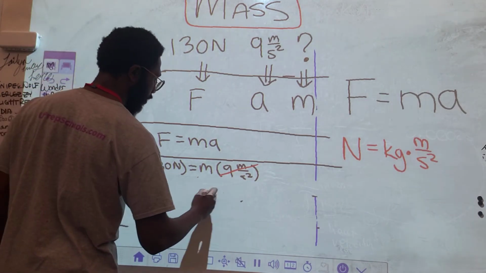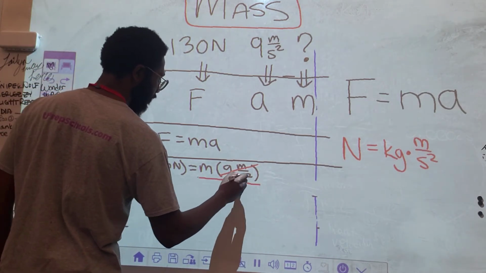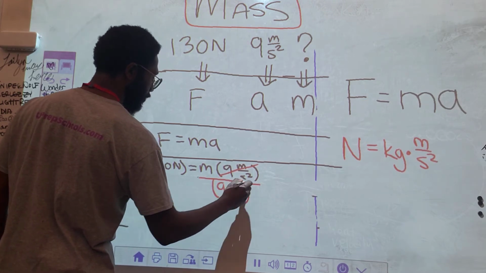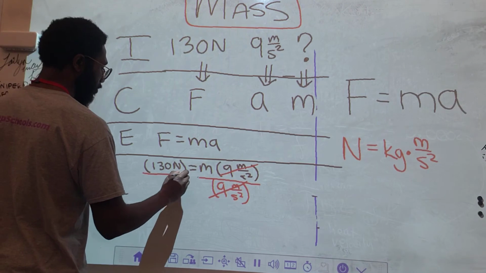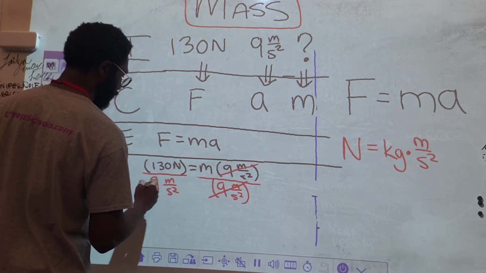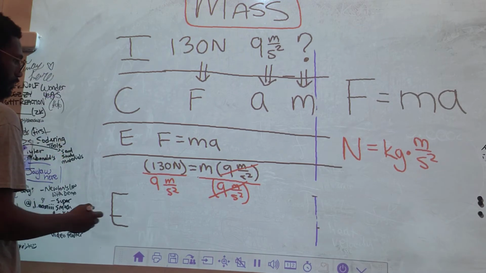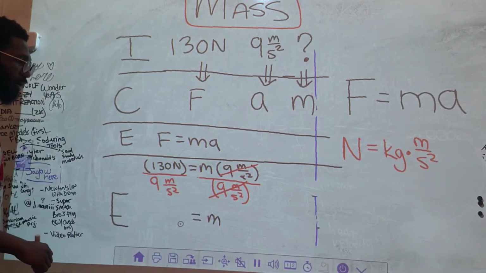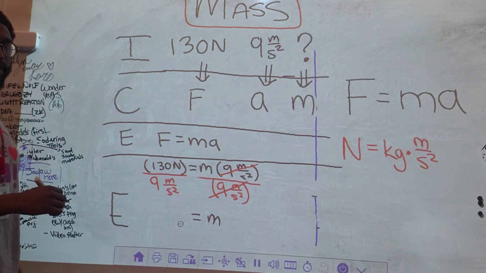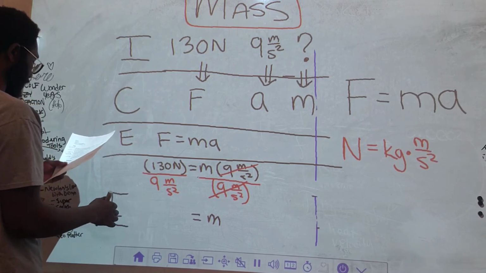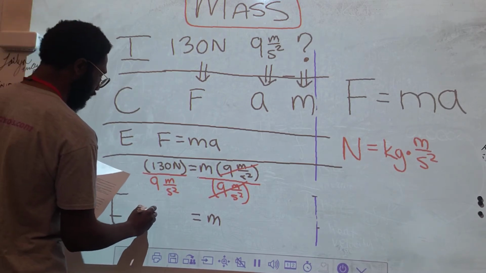See, let me do that whole thing in red. So we're going to divide by 9 meters per second squared. So we can cancel both those out. And whatever I do to one side, I do to the other side. So I'm dividing by 9 meters per second squared over here. All right, so now I have M by itself. Now there are a couple more things we have to do. So first of all, we got to do 130 divided by 9, and that's going to give us 14.4.